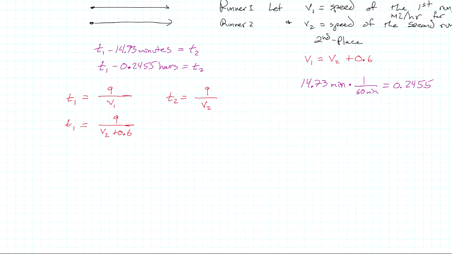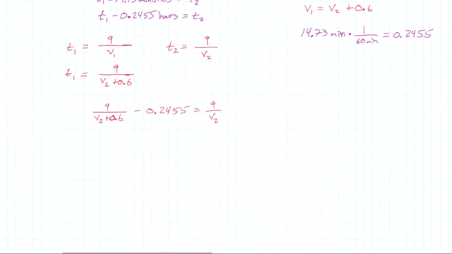So what we'll have is 9 over V2 plus 0.6 minus 0.2455 equals 9 over V2. And now we can solve this equation. Let's go ahead and switch our colors up here so that I can multiply both sides by our common denominator, which is V2 times V2 plus 0.6.